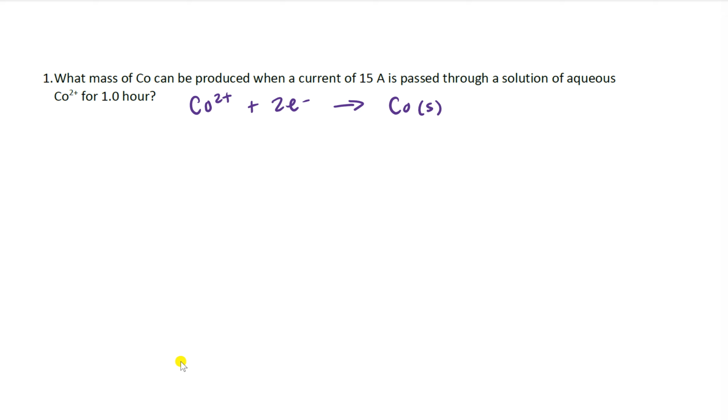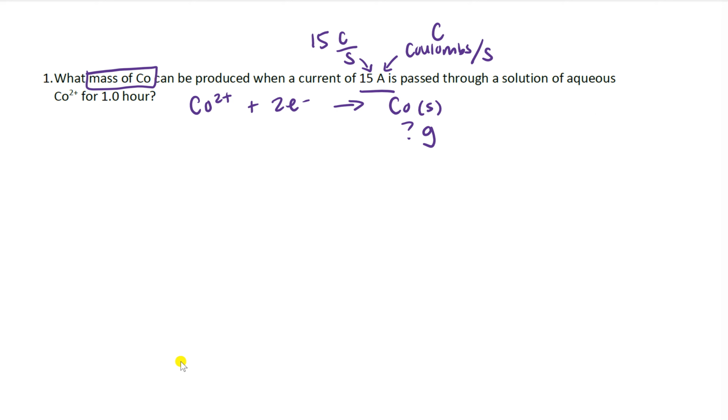And this question is asking us to calculate the mass of cobalt in grams produced when we pass 15 amps of current through the solution for 1 hour. So a couple of things about vocabulary here. Capital A stands for amps, and an amp is coulombs per second. Coulombs is often abbreviated with a capital C. So you can think of this 15 amps as 15 coulombs per second.